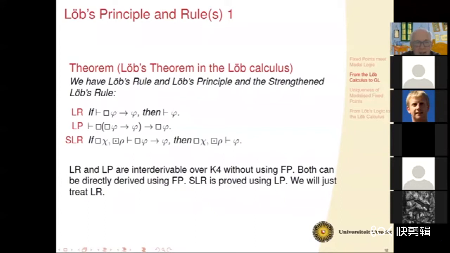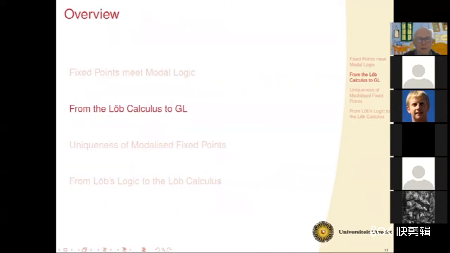And the strong Loeb's rule allows you to add some extra assumptions to Loeb's rule. So you can add assumptions of the form box chi, and you can add assumptions of the form box dot rho. Did I tell you what box dot means?